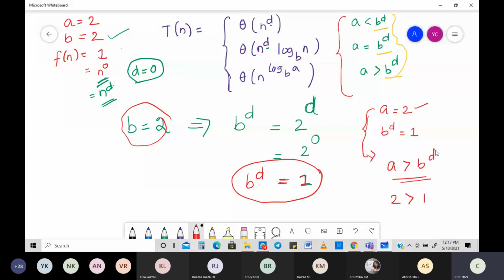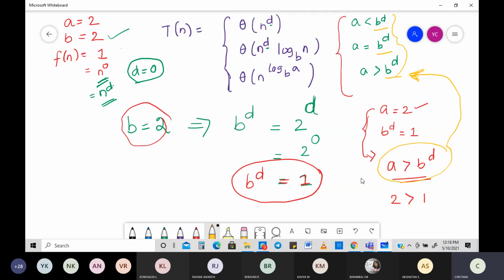Now check where do you think I'm going to get these values from. Where do you think I have this, a greater than b to the power of D? Right in the third aspect of it. Right at the third aspect only will it be very clear that I get a greater than b to the power of D. Now you see for that what value you're supposed to get. You are supposed to get the value of theta, theta of n to the power of log b at a. Okay, so based on this only we need to get the value.